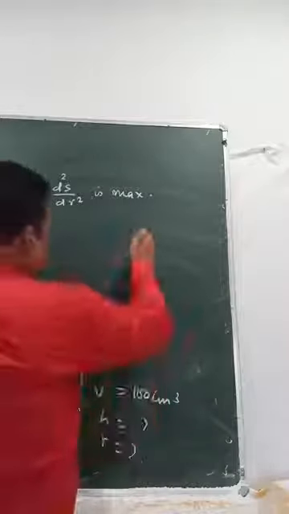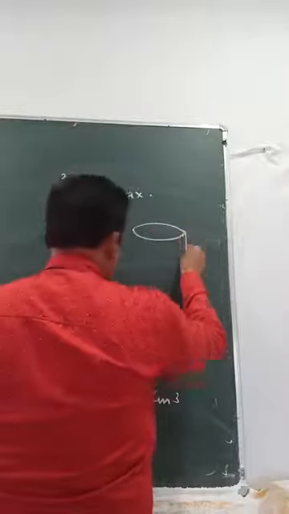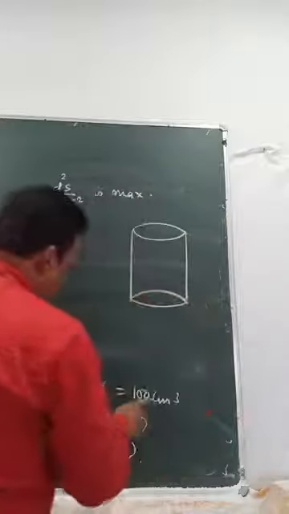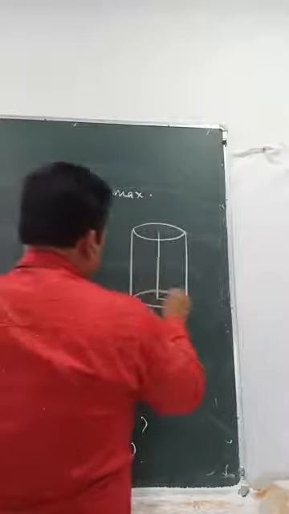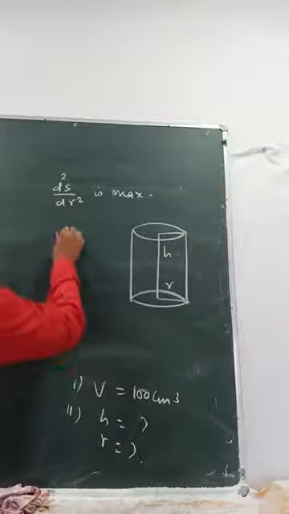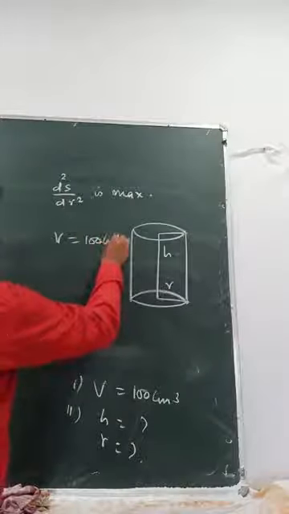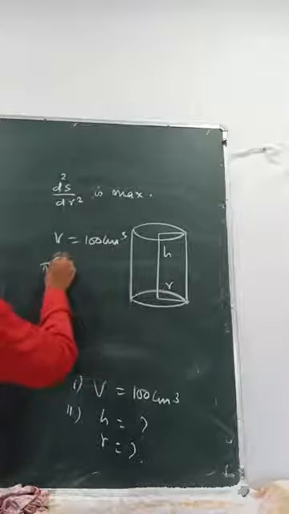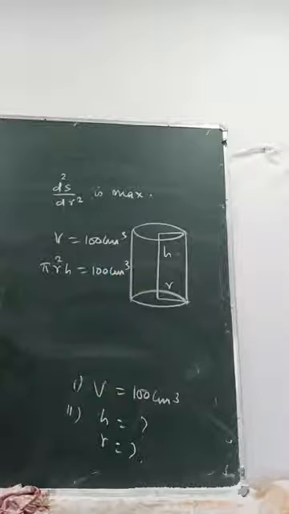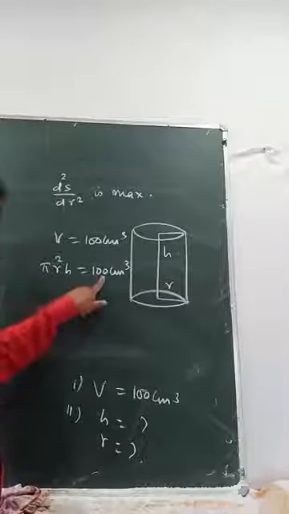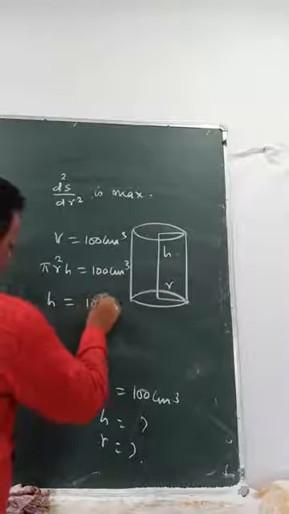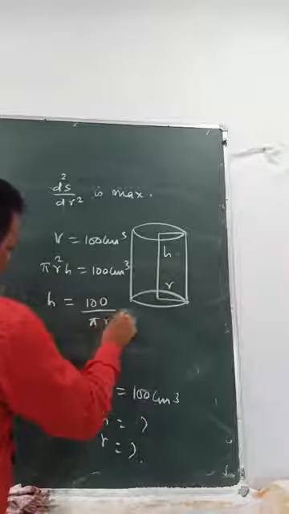Also look at the cylinder. You remember V is constant. So you are given V equals to 100 centimeter cube. V means pi r square h equals to 100 centimeter cube. You have to use this to find one of these. So easy to find h. 100 by pi r square. Let's keep this one in the box.